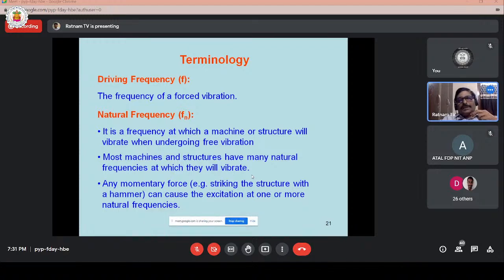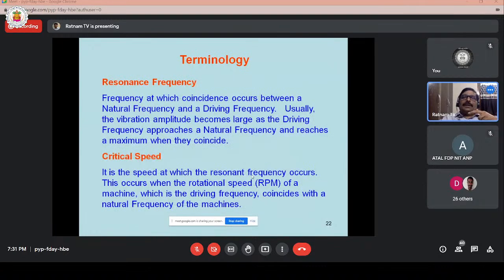Any momentary force, such as striking the structure with a hammer, can cause excitation at one or more natural frequencies. Resonance frequency is the frequency at which coincidence occurs between the natural frequency and the driving frequency. Usually, the vibration amplitude is higher when the driving frequency and natural frequency coincide with each other.